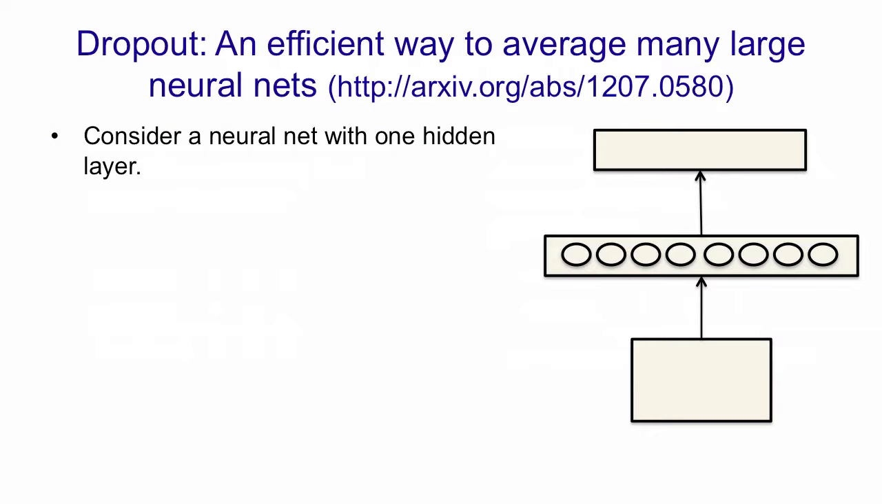Now I want to describe an efficient way to average a large number of neural nets that gives us an alternative to doing the correct Bayesian thing. The alternative probably doesn't work quite as well as doing the correct Bayesian thing, but it's much more practical.